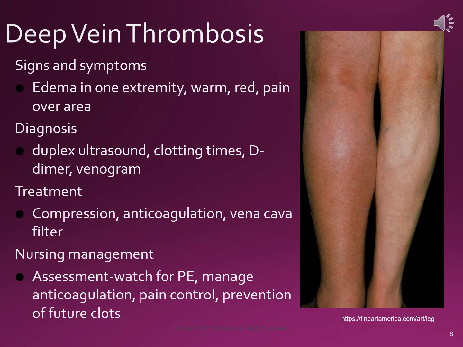So for assessment, what to really look for, of course, is development of a pulmonary embolus. So you've got a stationary thrombus that, as I mentioned, is kind of floating along there in the bloodstream and then all of a sudden breaks off and becomes an embolus, which can cause pulmonary emboli or stroke. You are responsible for managing anticoagulation. You're responsible for pain control and also prevention of future clots.